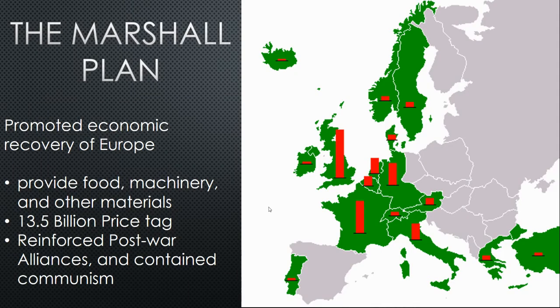So as a quick recap of the Marshall Plan, the focus of this was to promote the economic recovery of Europe. Again, it is to provide food, machinery, and other types of materials. A total of $13.5 billion was given to many of these European countries to rebuild themselves after the war, but also to bring stability and to lessen the appeal of communism.